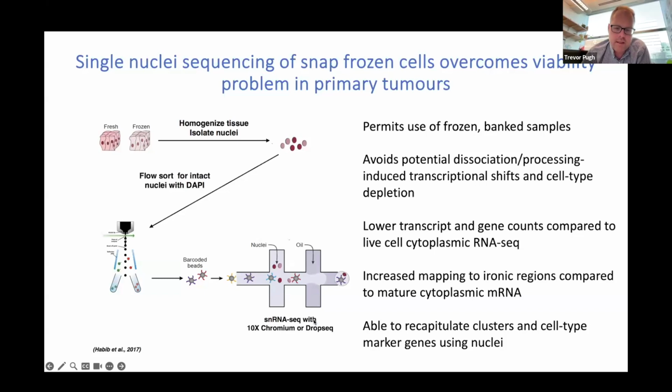I've shown 10x technology here, but it doesn't have to be. You could flow sort them into plates or use some other method to isolate single nuclei as well. This is a very important design decision because it does have some of these impacts I've put here on the slide. So you have lower transcript counts. The RNA has not been spliced. You're actually seeing that a lot of your reads are going to map to the intron. Sometimes that's very interesting. If you're interested in fusion transcripts, this is a really great way to go because you can intentionally keep the intron and therefore map back the DNA breakpoint.